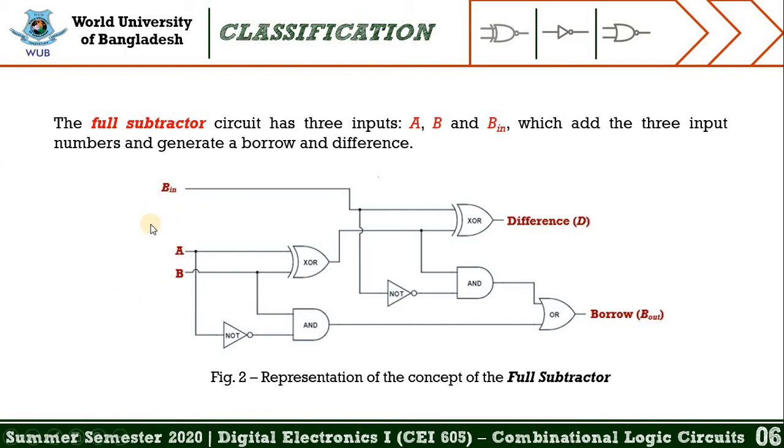Figure 2 represents the concept of full subtractor, and you can see from figure 2, on the left side the inputs are symbolized: one is A, another one is B, and another one is B in. And on the right side of the figure you can find the output section of full subtractor, one is difference, another one is borrow, or you can say borrow out.